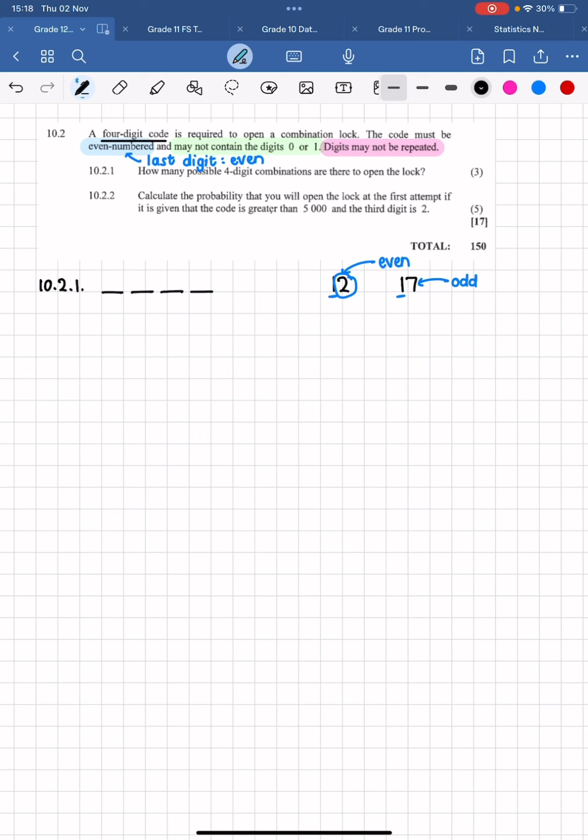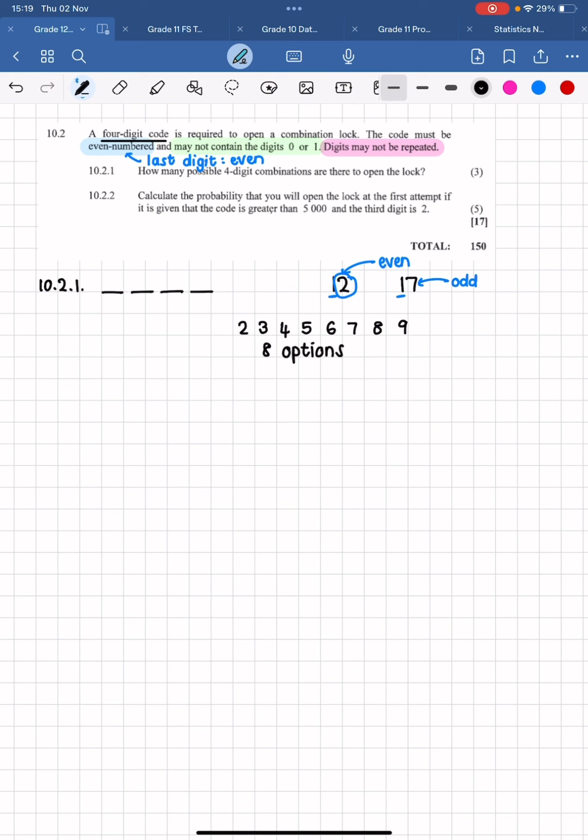So what we need to now think, you need to take into consideration the restrictions first. Now they told us that this code may not contain the digits 0 or 1. So that means that we can only choose between 2, 3, 4, 5, 6, 7, 8, and 9. There are 8 possible numbers that we could use in this code. So 8 options for numbers that we could use in this code. We may not use 0 or 1.